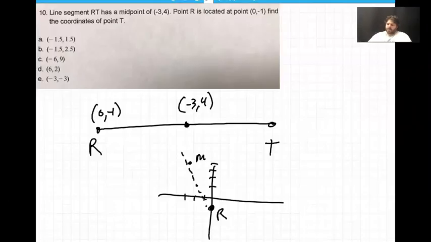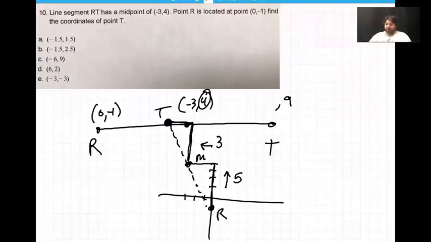And so basically, where is T going to be? Okay, couple things. Whatever I go up and over here, I should repeat and go up and over here to find T. So it looks like from R to T, I went up 5, and then I went left 3. So if I just repeat that, up 5, left 3, I'm going to find the location. So if I go up 5 from a height of 4, I will get to be at 9. And if I go left 3 of negative 3, that's going to put me at negative 6. So I can kind of graph this thing graphically and see what's happening, and that works fine.